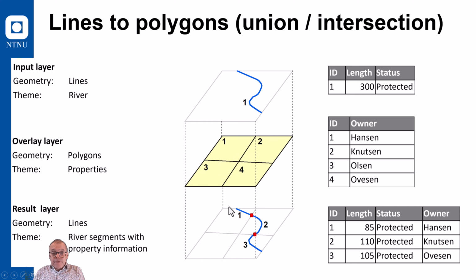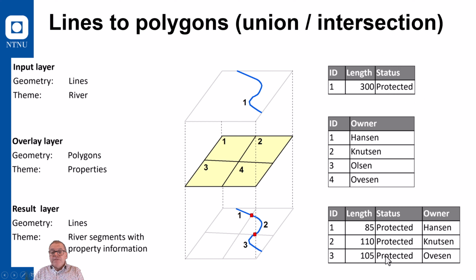And the result is then 3 line segments. So of course then the output attribute table has 3 rows, just as we have 1 row for 1 object in the input. When we have 3 objects in the resulting layer, we have 3 rows in the attribute table. We have the status still for the attribute we have from the input layer.